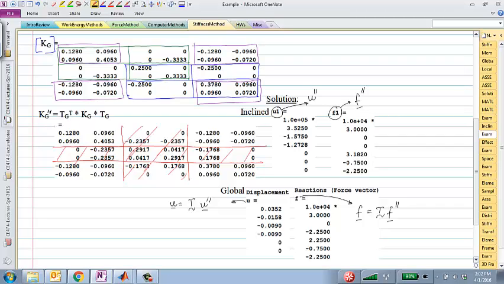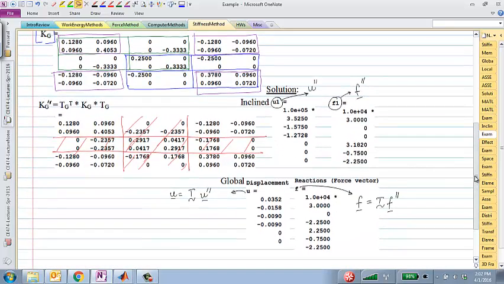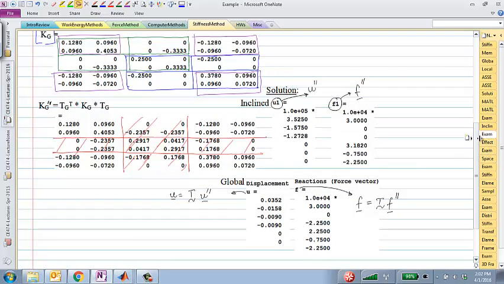Okay, so you need to construct kg double prime, u double prime, and f double prime in the Matlab sample code that I gave you. Okay, that should allow you to solve problem 3. Any questions before I move on to the effect of, go ahead, Miles.